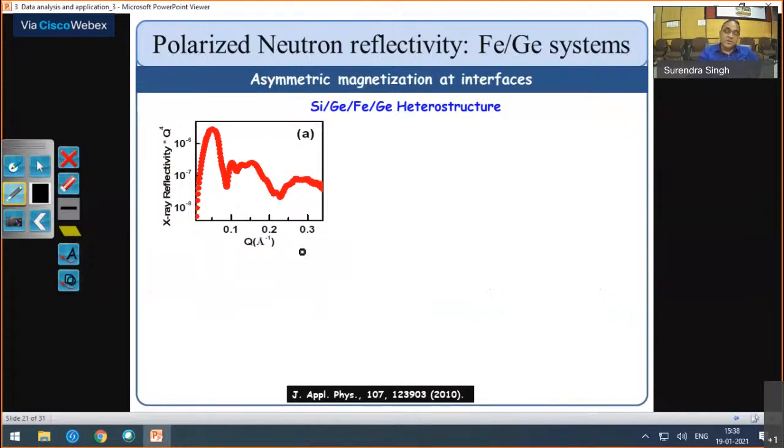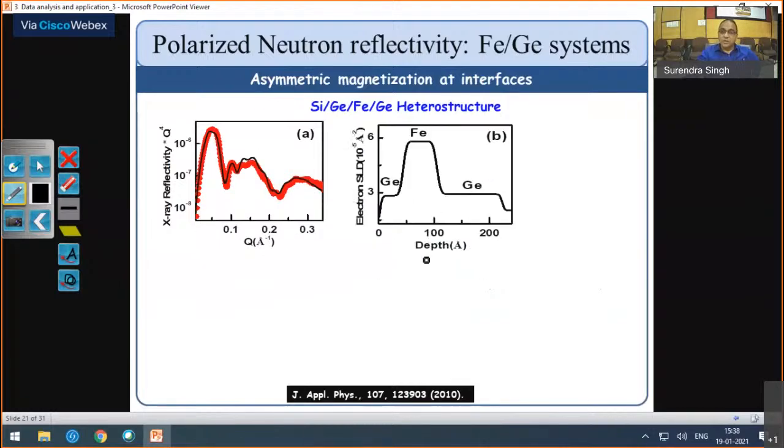We did X-ray reflectivity and fitted it. The information we got from this is the depth profile, the electron scattering intensity. We have the silicon over here, then a buffer layer of germanium, then an iron layer, and then the top germanium. These are the interfaces: this iron germanium interface, and this germanium iron interface here. This is a nice three-layer structure we got from X-ray reflectivity.